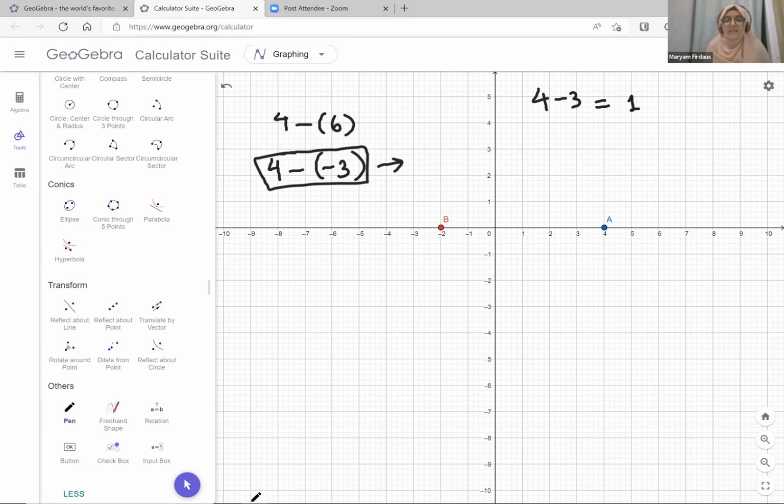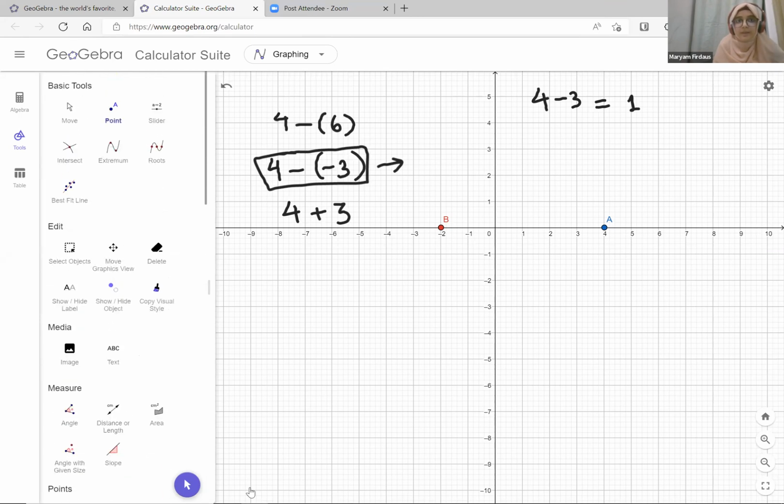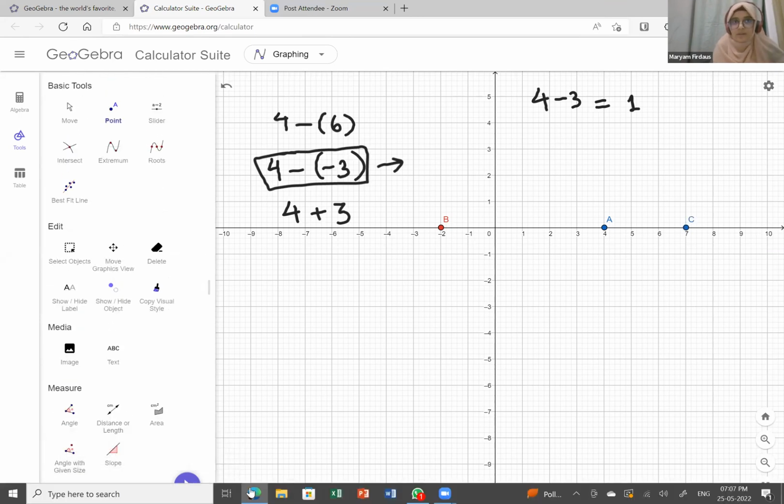Okay. So what we're doing here, Hiba, is we are saying 4. Are you aware of this, Hiba, that when we have 2 negatives, they become a positive? Are you aware of that? So when we say 4 minus negative 3, what does it become? 4 plus 3, isn't it? Yes. Right. So now what does it become? 7. Right. It becomes 7.